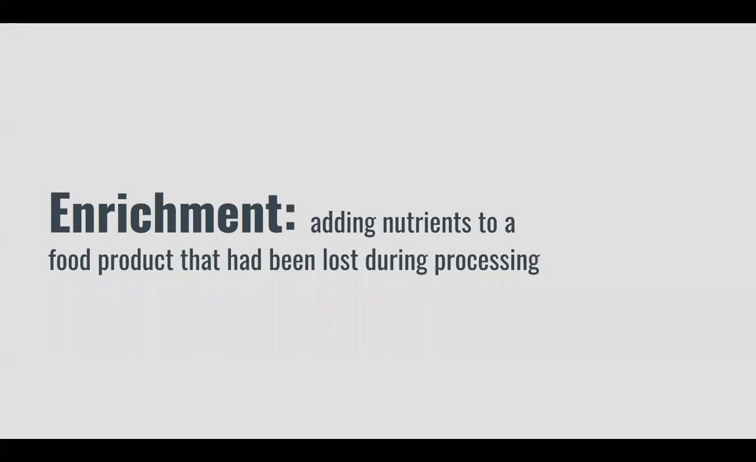The other process is enrichment, which is adding nutrients to a food product that have been lost during processing. In other words, unlike fortification, where those foods don't naturally have those nutrients, by enriching products, we're taking a food that does naturally contain these nutrients. However, we need to add back some of those nutrients because they were lost as a result of processing practices at the level of manufacturing.